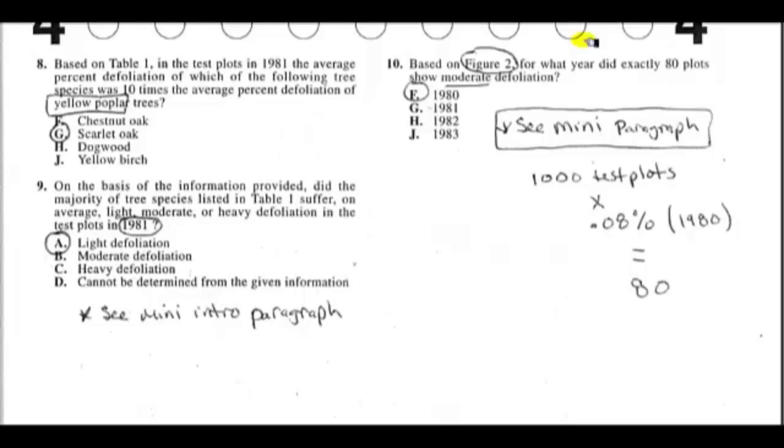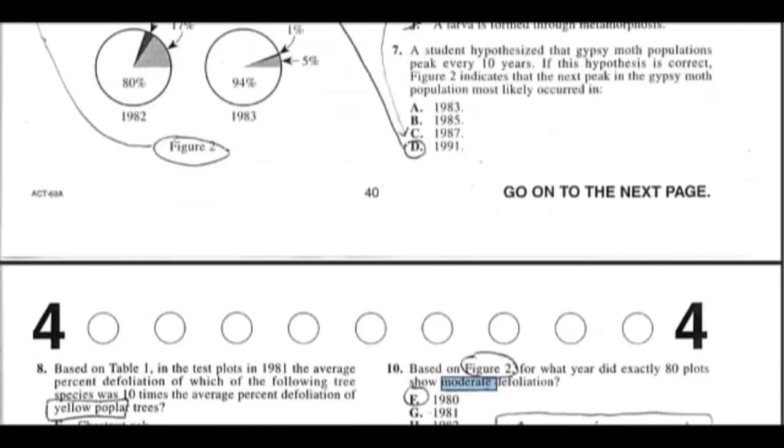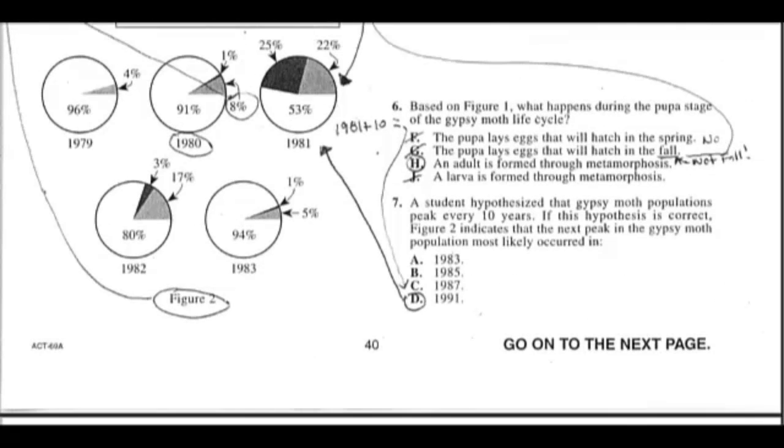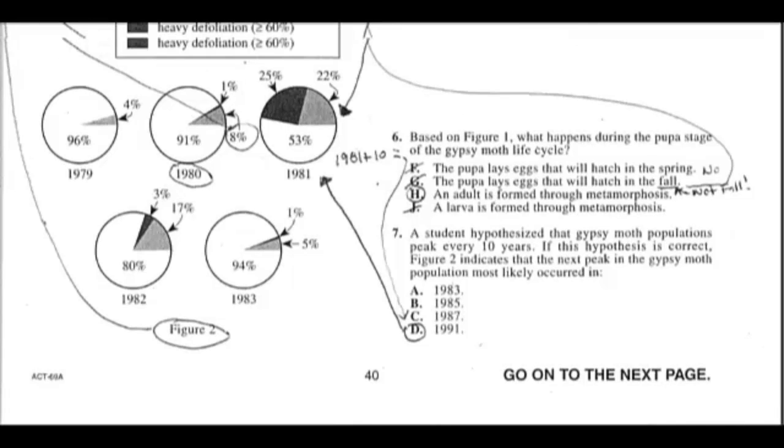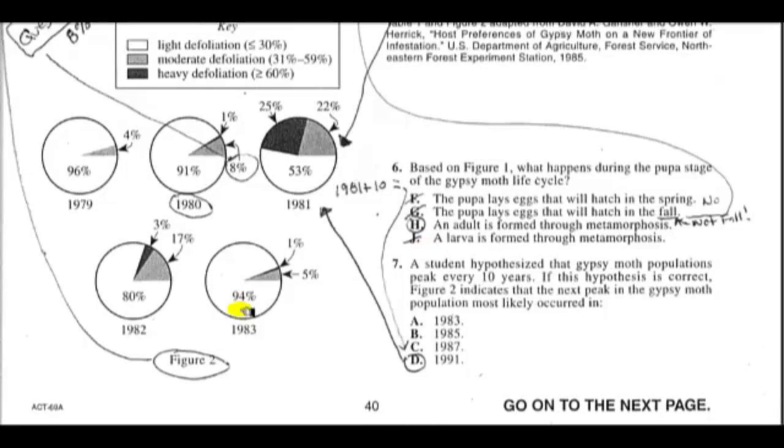First things first, we need to go where they tell us. It's figure 2. And we need to try and find out what year 80 plots showed moderate deforestation. So let's go up to figure 2, and here's figure 2. Right here, and we need to find 80 plots with moderate. So moderate is the gray up here. So let's find 80 plots.